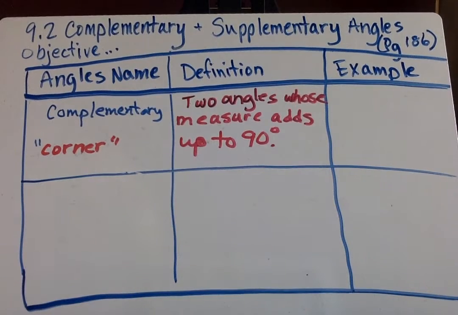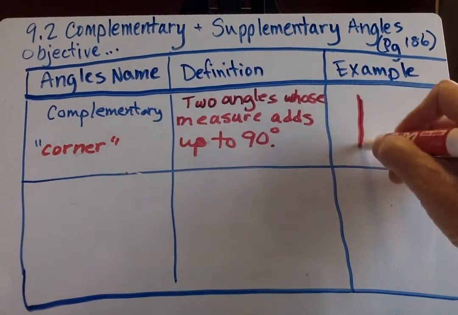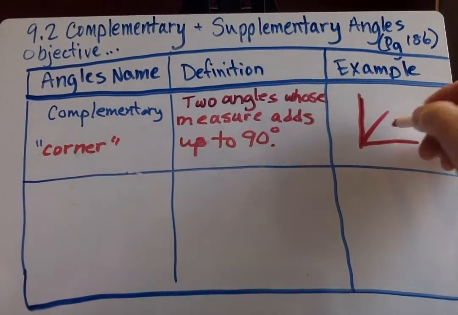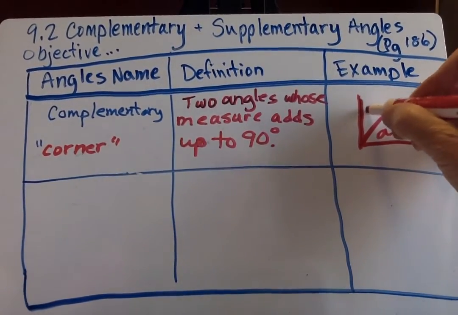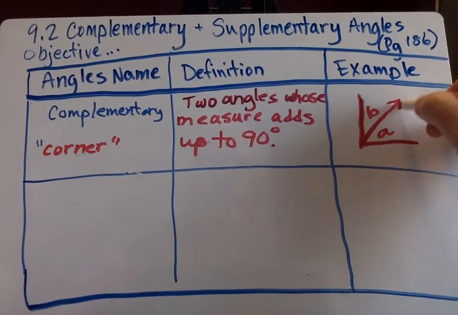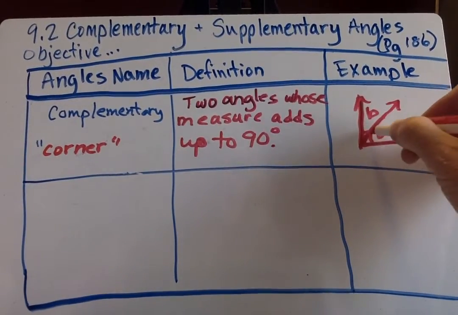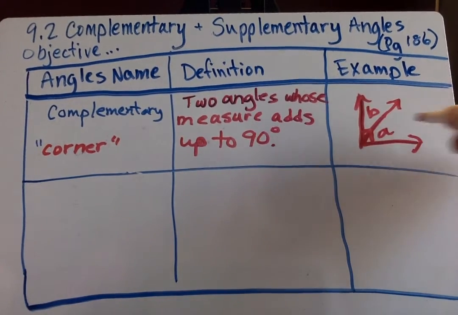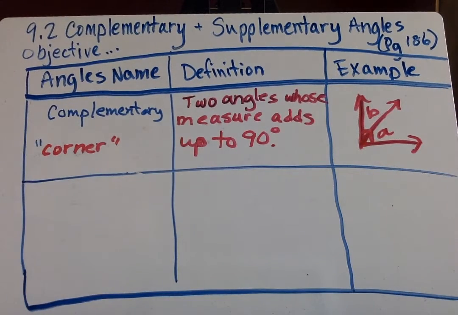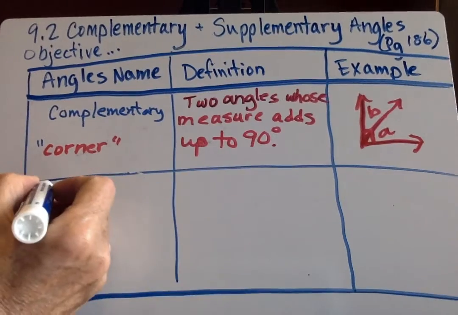Okay. All right. And our example is if we have a corner, here's angle A and here's angle B. Adding them up together makes a corner. And usually there's a little square in the very edge to show that it does equal, in fact, 90 degrees. Okay. All right. The next one is supplementary.